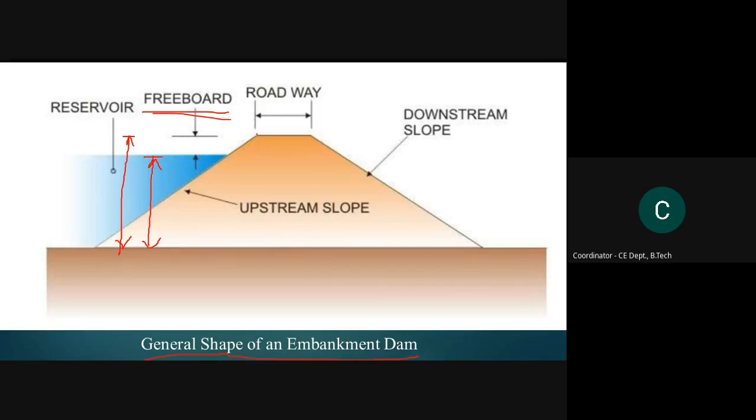Okay, so this is the roadway, meaning from here all the communication and transport can be possible across this width. This is called the roadway. This is the upstream slope and this is the downstream slope.